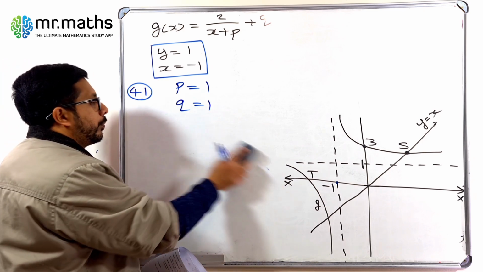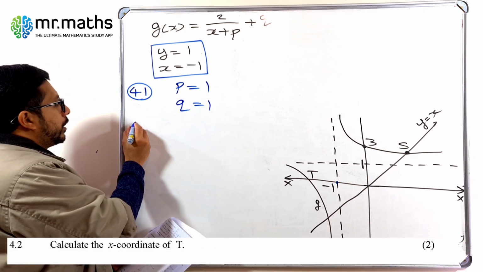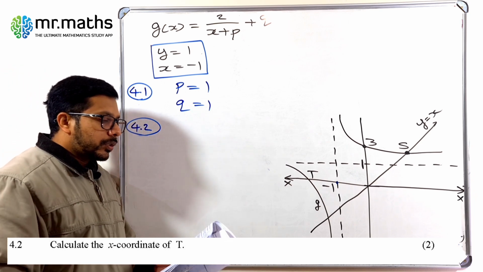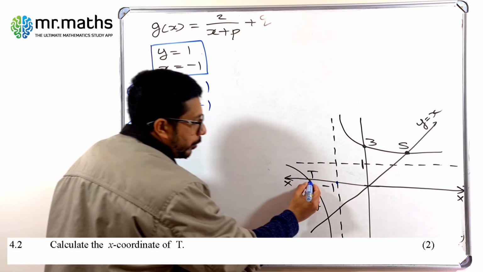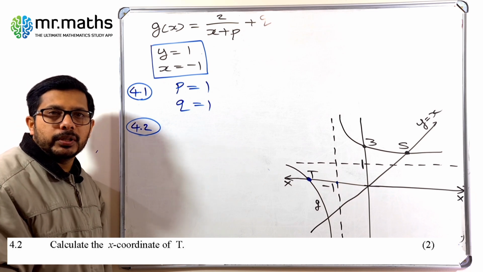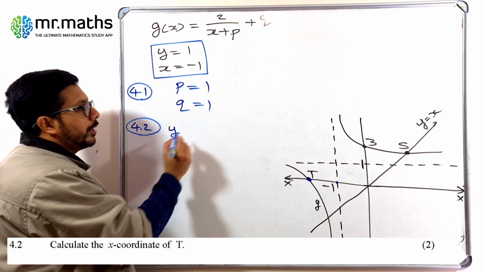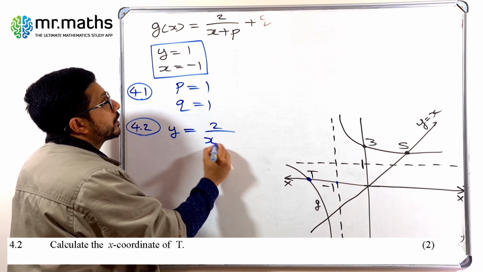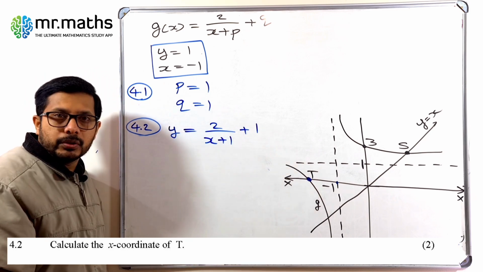Now let's go to 4.2. What is question number 4.2? Calculate the x coordinate of T. You have to find the x coordinate of this point T. How can you find that x coordinate? Now we know the equation of the graph. G of x is the same as y. y is equal to 2 divided by x plus 1, plus 1. This is the equation of the hyperbola.